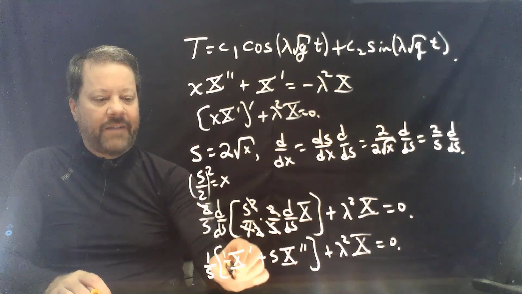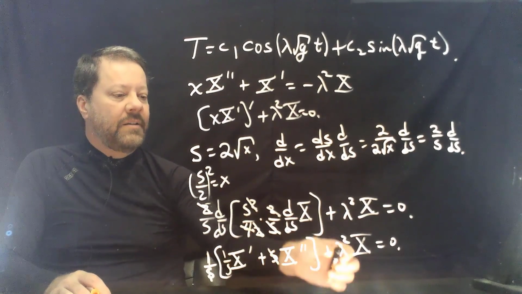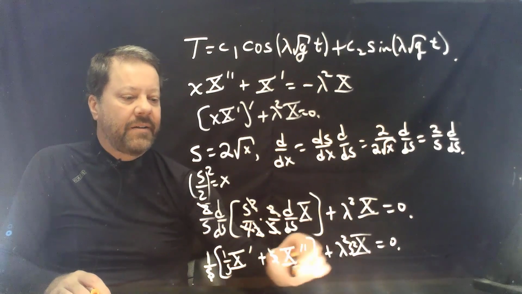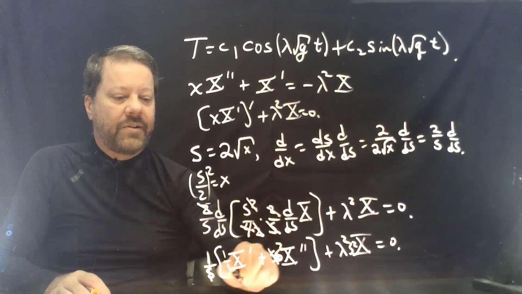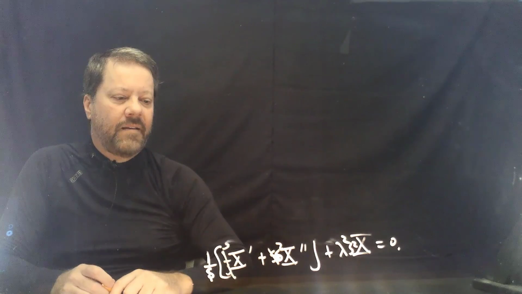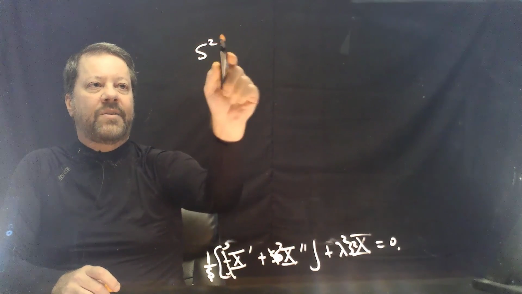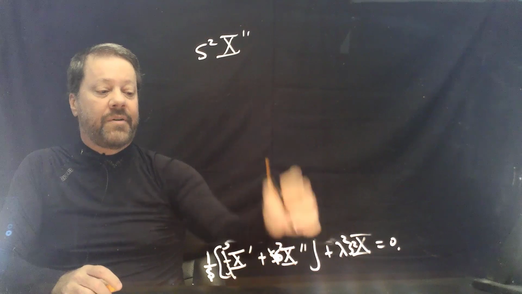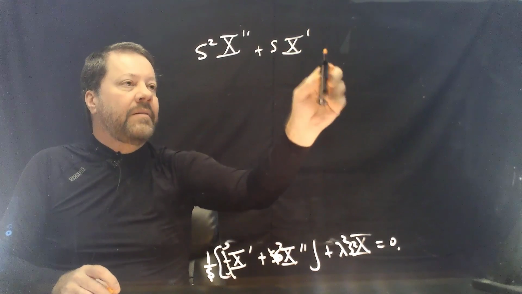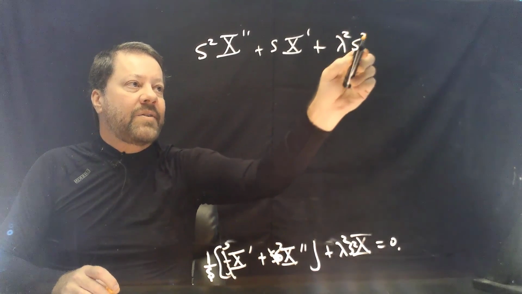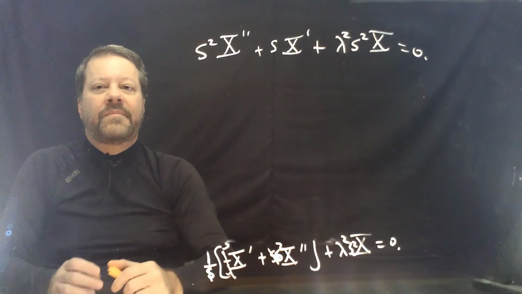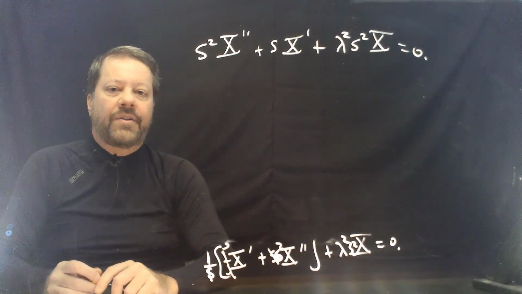You can see now we'll have a 1 over s, and this will cancel out. Multiplying through by s squared, we'll have an s here, an s squared here, an s squared in this location, and just an s in this location. Let me rewrite that. We'll have then s squared x prime prime, where primes are derivatives with respect to s, plus s x prime plus lambda squared s squared x equals 0. Exactly a Bessel's function of order 0.